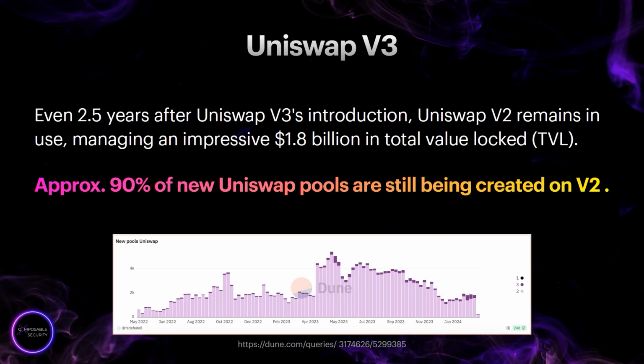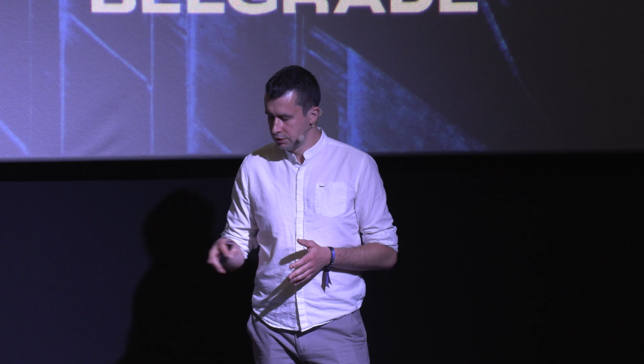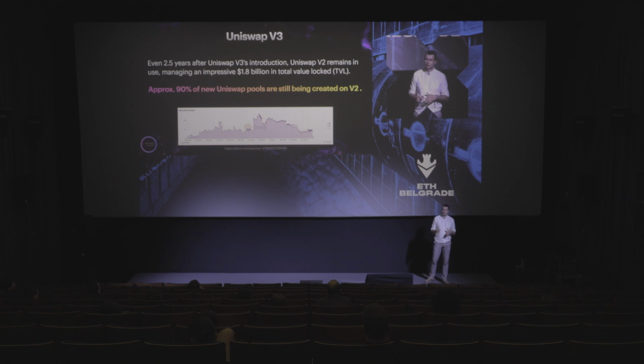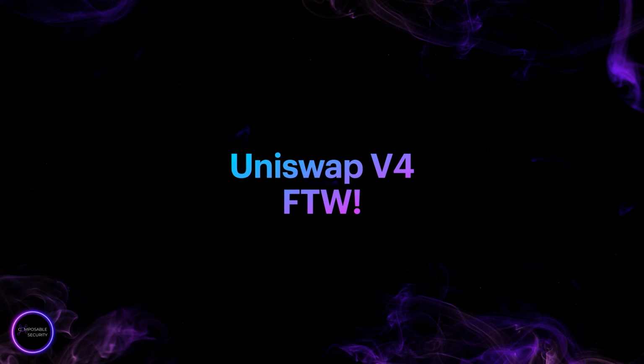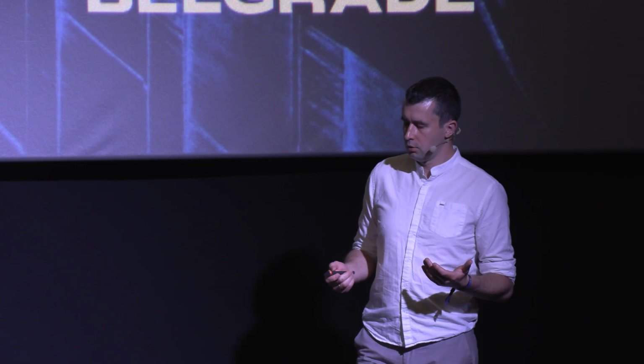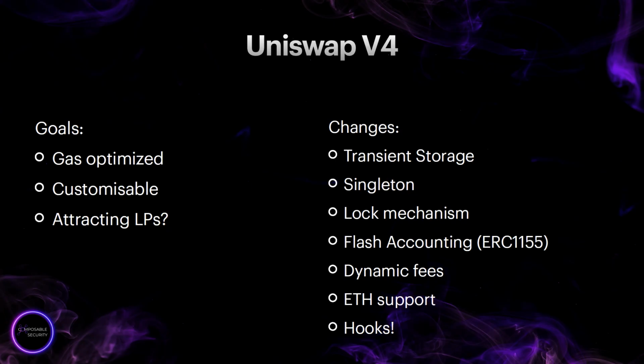However, after 3 years, there is still an issue, because 90% of pools that are used by any project and basically the community are Uniswap v2 pools. This is a bit outdated, but I checked it this morning, and it's still the same. 90% is still Uniswap v2 and not Uniswap v3. So the idea came to create v4, and this is one of the goals of v4, to migrate liquidity providers from v2 to v4. But it's also even more gas optimized and it's customizable.